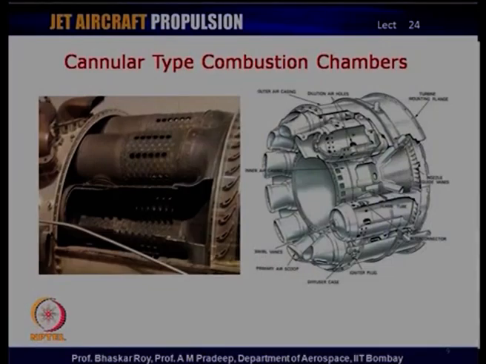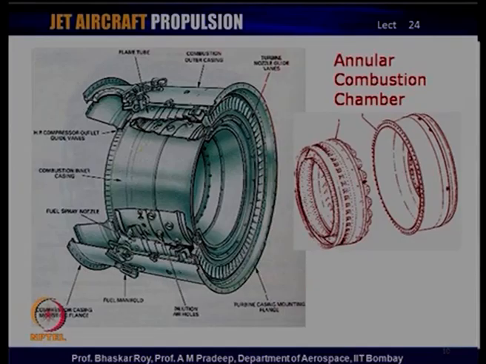So, let us take a look at the other kind of modern combustion chamber, which is the annular combustion chamber, in which the entire annulus of the flow is supplied from the compressor. You see, the compressor supplies air to the combustion chamber in an annular fashion. That annulus itself is carried on through the combustion chamber and delivers to the turbine again in an annular fashion.